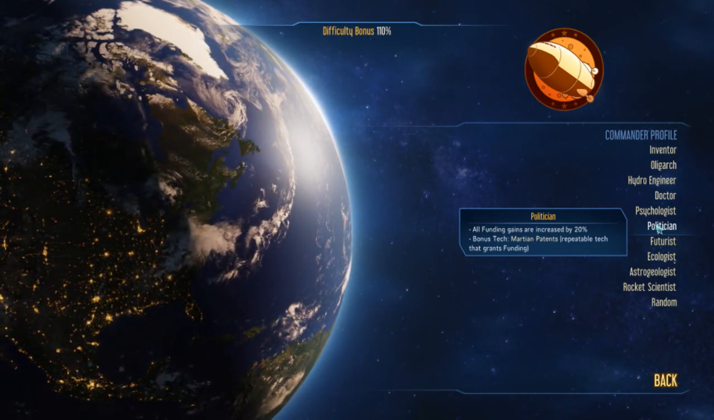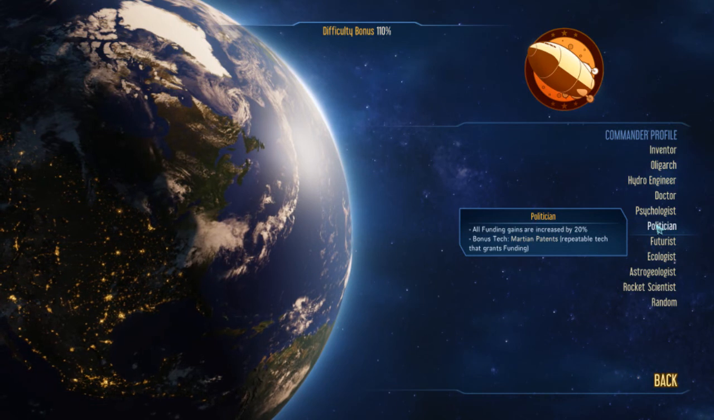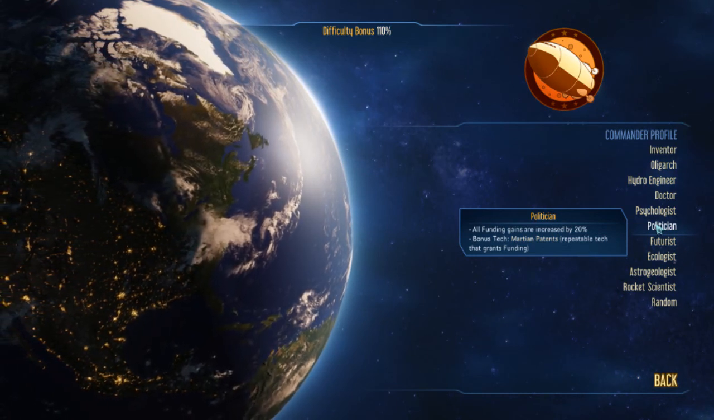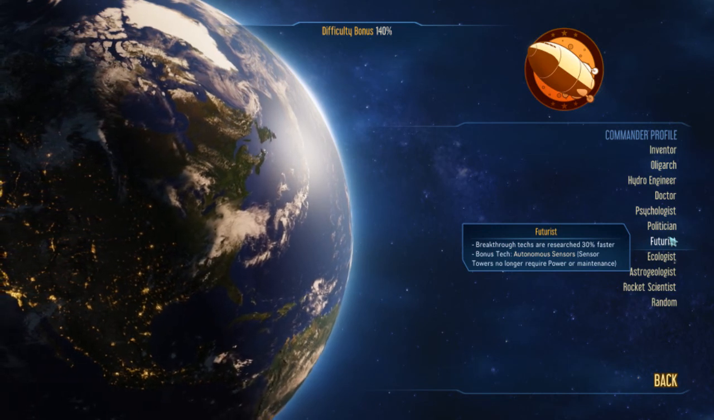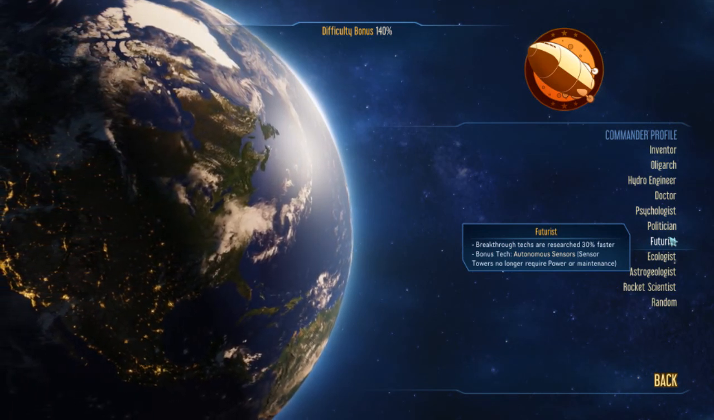It's quite strong. Martian patents, repeatable tech that grants funding, that one's not that relevant. You'll get there pretty quickly, generally speaking, and eventually it gets replaced with a stronger version. Futurist, breakthrough techs are researched 30% faster. This is actually quite useless.